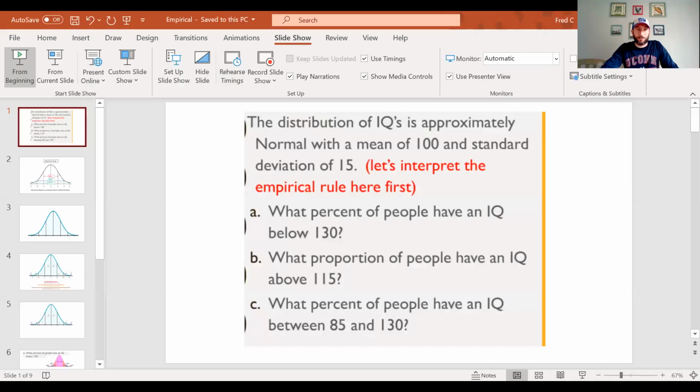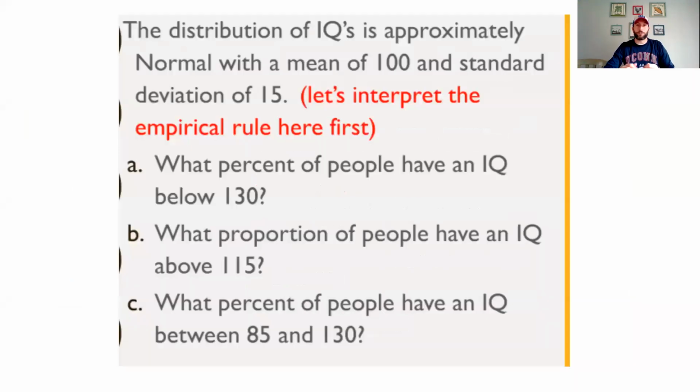So this is our question. Pause the video, check that out. So we've got IQs are normally distributed. Got the mean, standard deviation. We want to find what percent of people have an IQ below 130, above 115, and between 85 and 130.